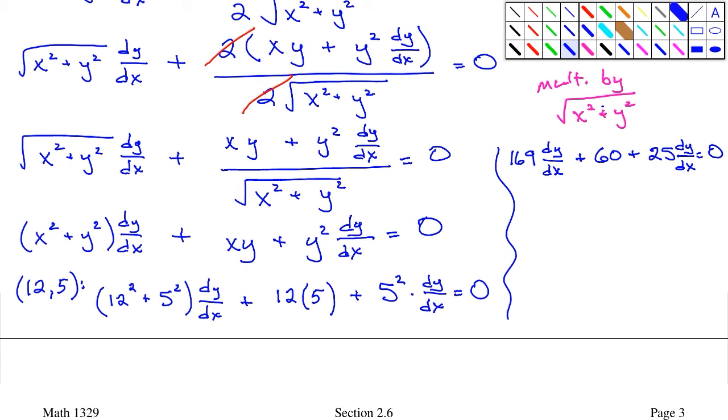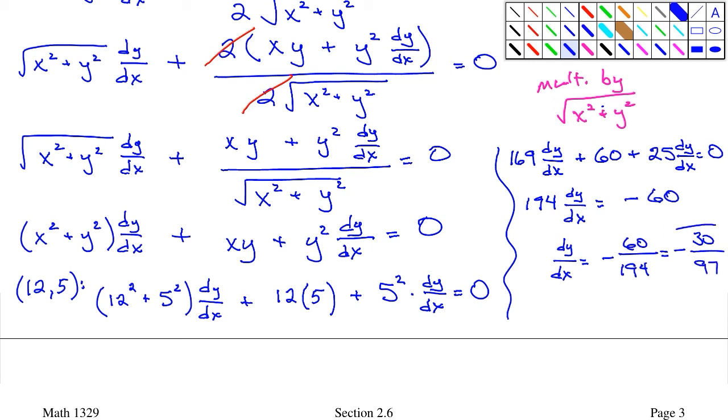Combine the dy/dx terms, and we get 194 dy/dx. Move the 60 to the right side, get negative 60. And we get dy/dx is equal to negative 60 over 194, which reduces to negative 30 over 97. And that would be the slope of the tangent line. Now, it's just asking for the slope, not the entire equation, so that's where we stop.